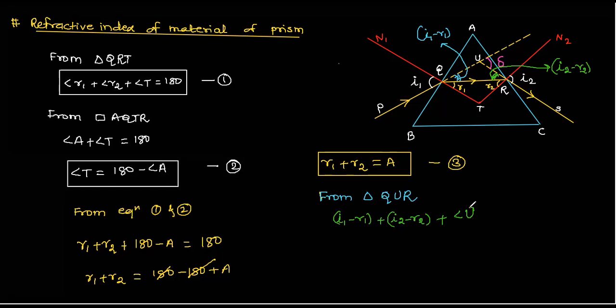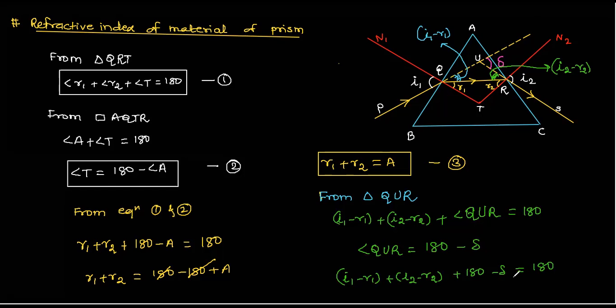Okay. So let me write it like this. QUR is equal to 180. Now angle QUR, how will you write? Angle QUR is equal to 180 minus angle delta. You see, this minus this, if you do, you will get this. So substitute here, and then we are getting I1 minus R1 plus I2 minus R2 plus 180 minus delta is equal to 180.